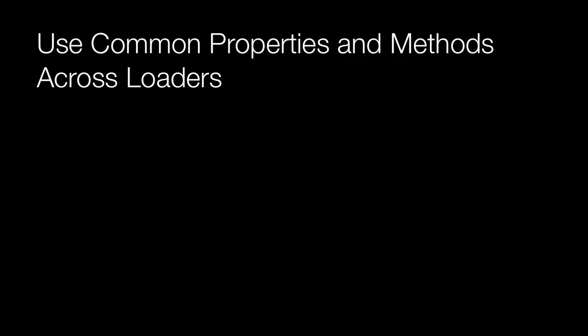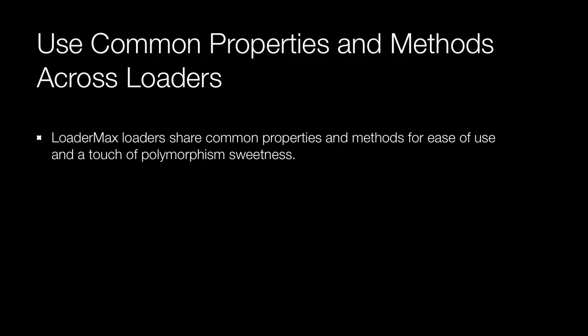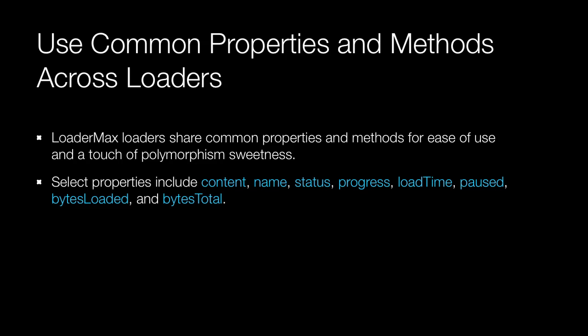Let's take a look first at common properties and methods across loaders. LoaderMax ease of use is promoted by sharing common properties and methods among multiple loaders. All loaders use properties like content and name for accessing specific loader instances among many possible loaders, load status and progress, the load time of any loading process, which is the elapsed time since the load was initiated and can be used to check bandwidth or report the expected remaining time for a load, whether or not a load is paused, as well as the number of bytes already loaded and the number of total bytes for each asset.